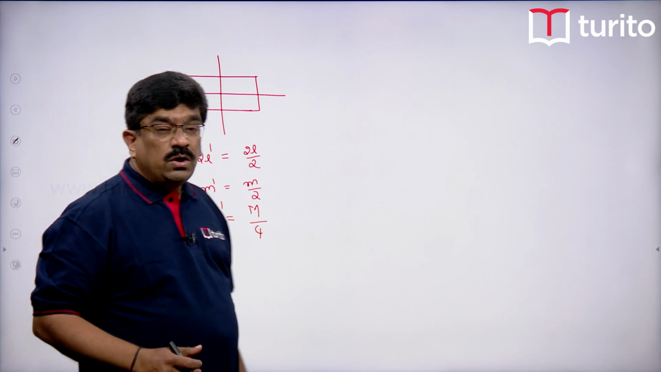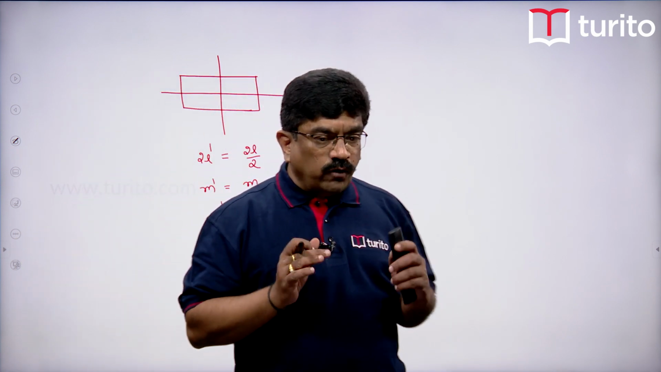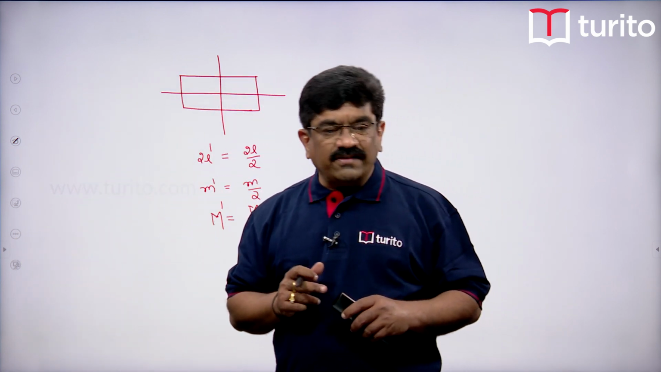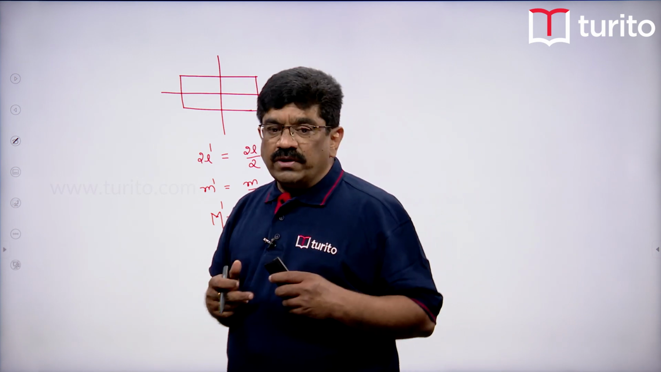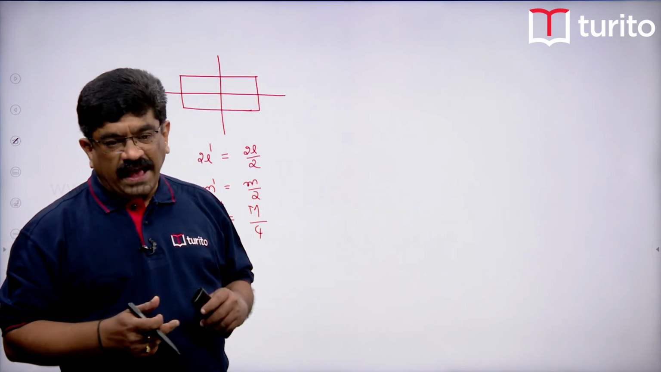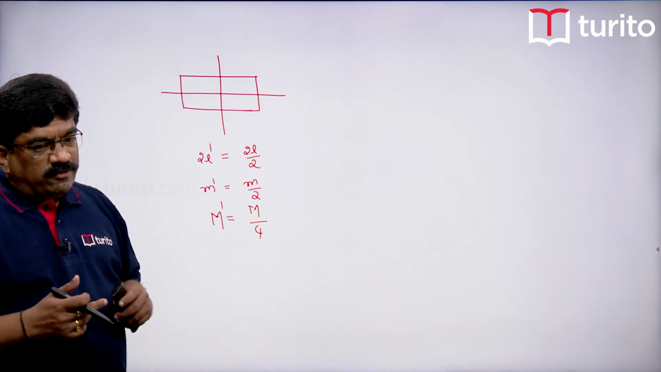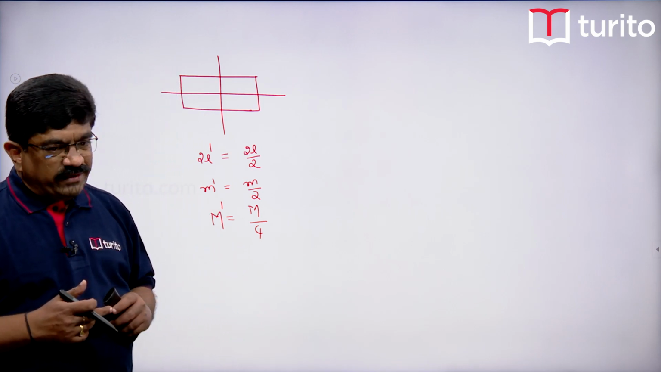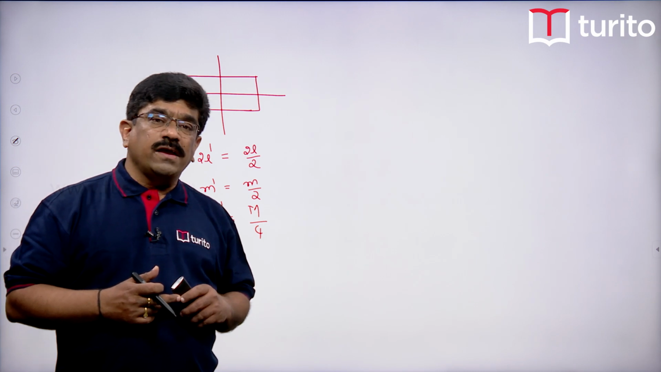Capital M is the original magnetic moment, means before we cut the magnet, magnetic moment is capital M, and after cutting the magnet into 4 equal pieces as shown in the figure, for each piece the magnetic moment M dash is equal to M by 4.